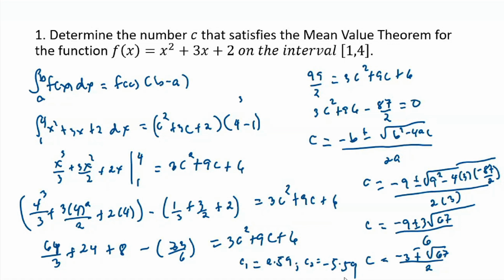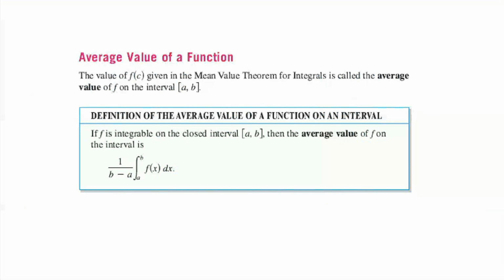Okay, now that is the answer for number 1. So let's move on to the next slide. So, average value of a function. The value of f of c given in the mean value theorem for integrals is called the average value of f on the interval AB. The one that we have solved earlier, if we are going to find the value of f of c, that is already the meaning of the average value of a function on the interval AB.